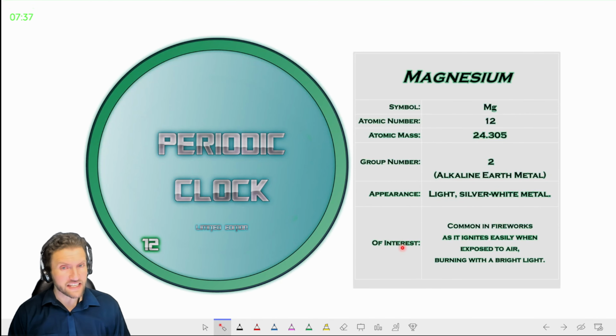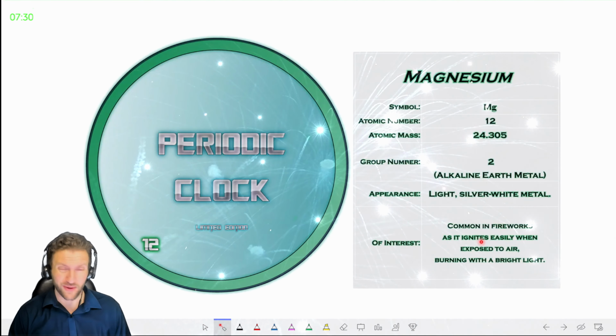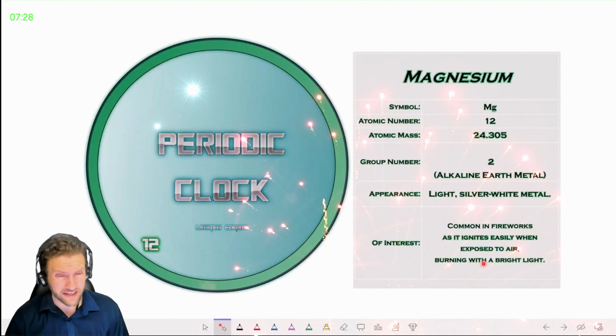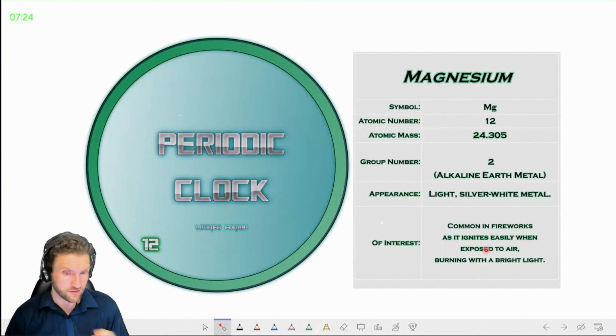And of particular interest, magnesium is commonly found in fireworks. That's right, next time you see those white sparkles in fireworks, you know exactly what they are. And that also means magnesium is pretty reactive. It combusts really quickly in air or oxygen, very important.